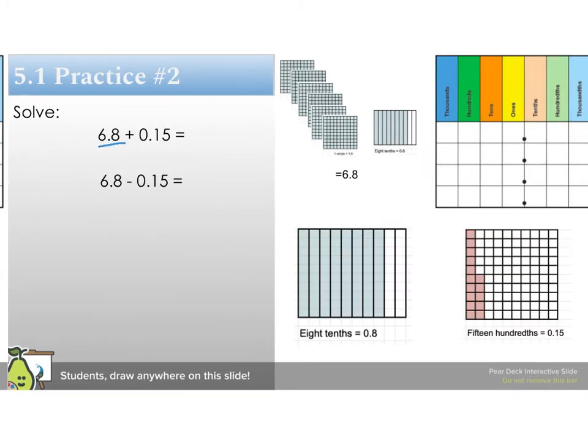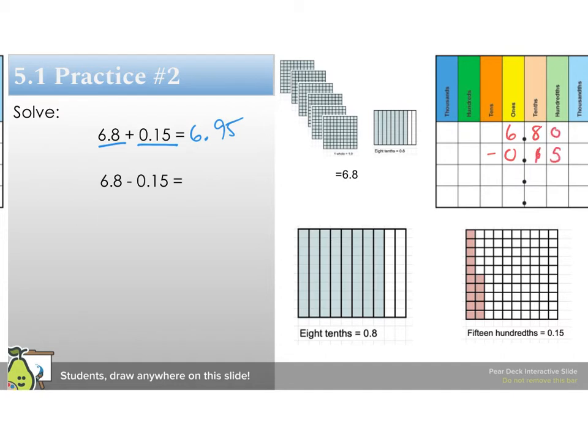The second question, 6.8 plus 0.15. You can use this chart, 6.8, or 6 and 8/10, plus 0.15. I'm going to add a 0 here so I can add the hundredths place. 0 plus 5 is 5, 8 plus 1 is 9, 6 plus 0 is 6. So this is going to be 6.95.